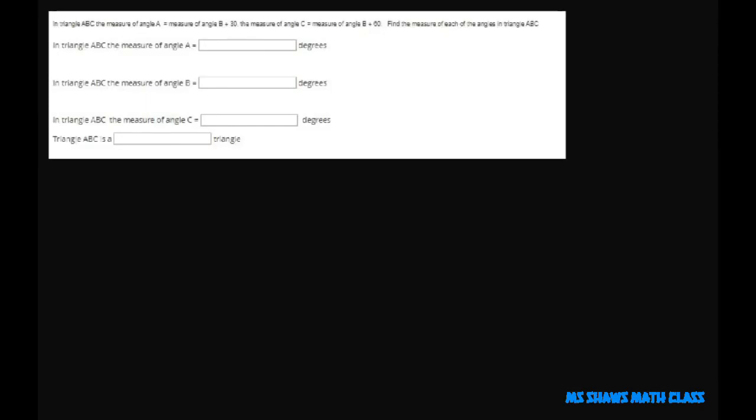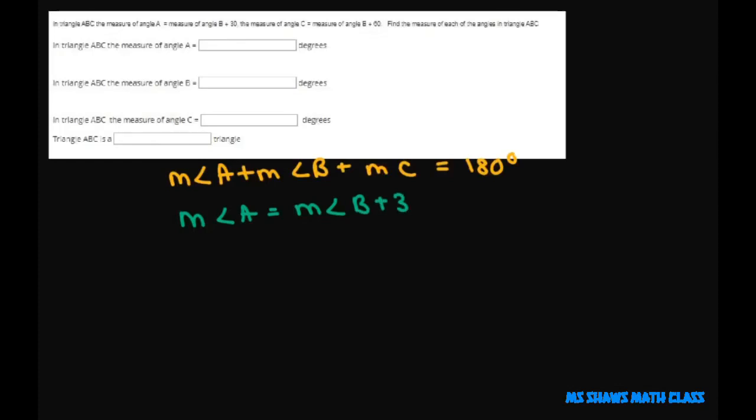So the first thing we want to do is just write down that in a triangle, the measure of angle A plus the measure of angle B plus the measure of angle C equals 180 degrees. All right, and then we want to state that the measure of angle A equals the measure of angle B plus 30 degrees. And we also know the measure of angle C equals the measure of angle B plus 60 degrees.